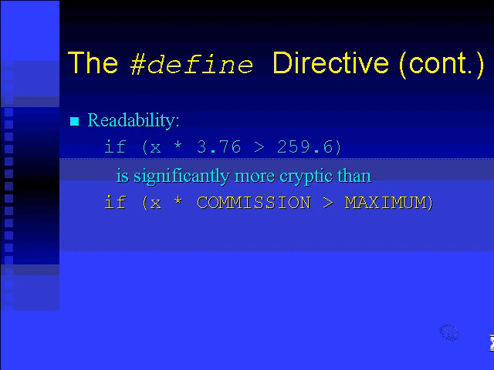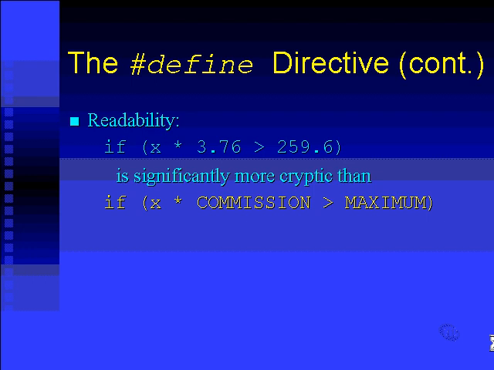And of course you can figure out how to get the words commission and maximum in there. You can simply do a hash define commission 3.76 and hash define maximum 259.6 if those numbers were constant. Obviously the commission and the maximum here must be constant throughout the entire duration of the program. In other words, they can't be variables. If commission changed from one moment to the next inside the program, then commission could not be a hash define. It could not be a constant.